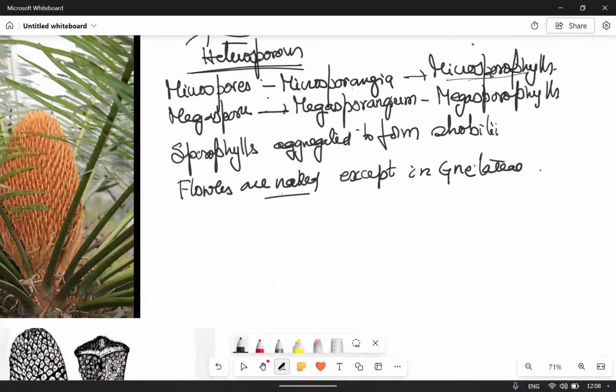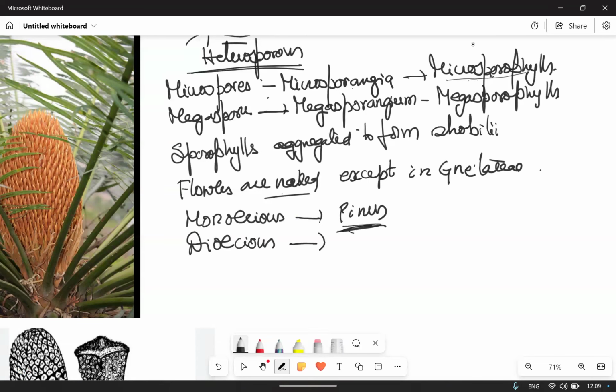Okay, so here, Pinus is monoecious, Cycas is dioecious. What is the meaning of monoecious? Pinus is the example. It means male and female sex organs are on the same plant. And what about dioecious?